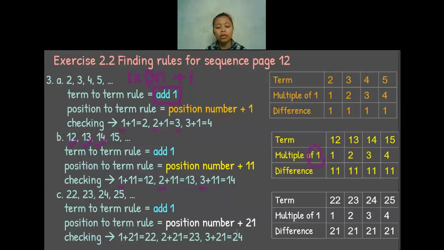When we replace the position number with 1, we get 22. When we replace it with 2, we get 23. When we replace it with 3, we get 24. All of them are correct, matching the sequence given. So it means the position number is already correct.